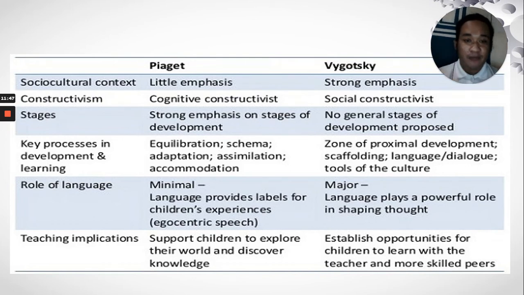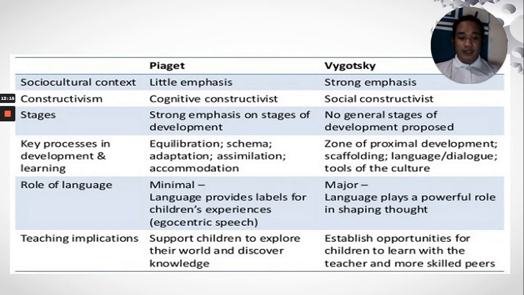But for Vygotsky, society has to establish opportunities for children to learn with a teacher and more skilled peers. It means you have to include the children, expose them to more opportunities to get hands-on experience, and learn wisdom from the people involved in their learning stages.